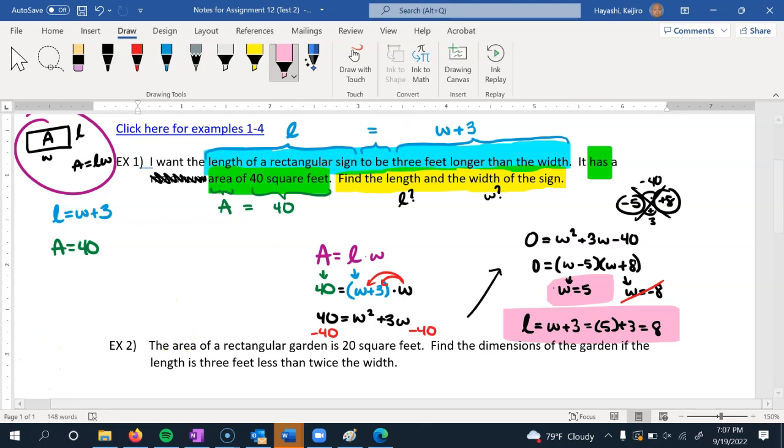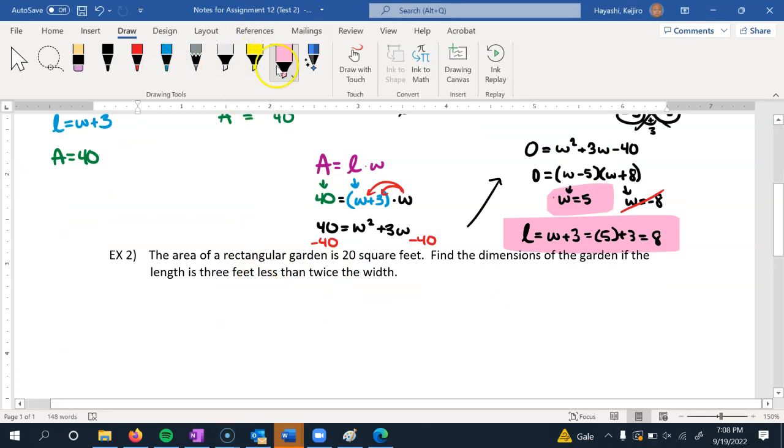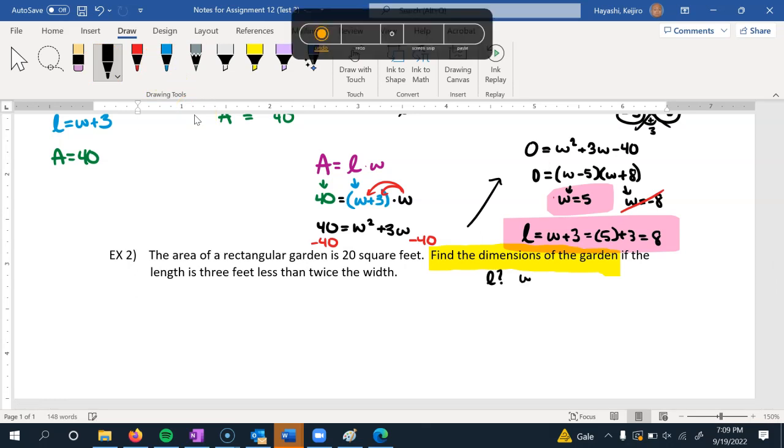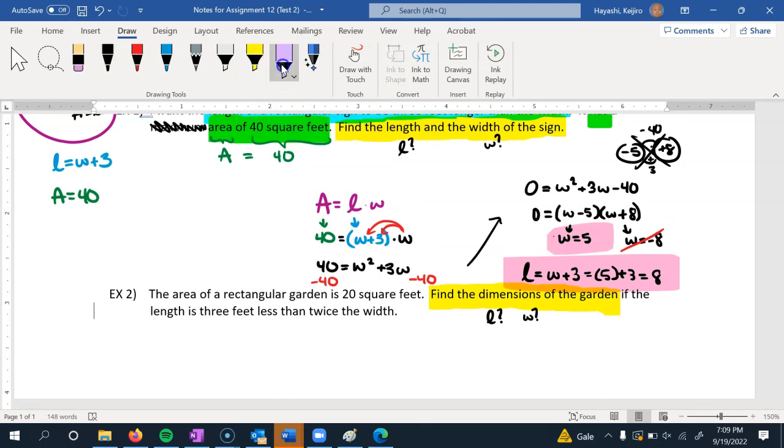Let's have a lesson going on here. So we'll highlight these sentences the same. First of all, we want to find the dimensions of this garden, which just means, it's a rectangular garden. We're also going to be looking for what L is and what W is. Okay. So first, the area of a garden is 20 square feet.